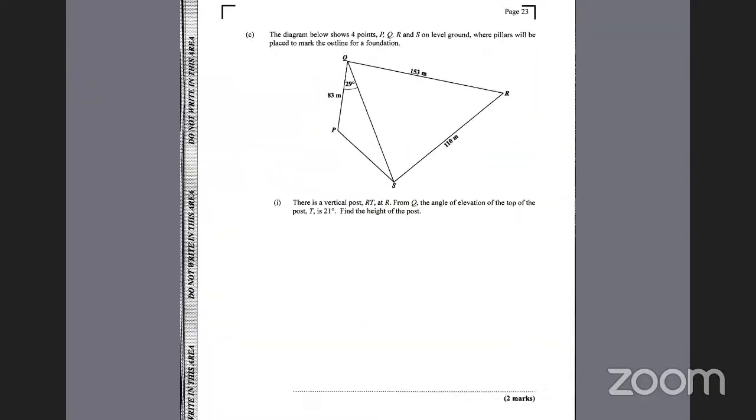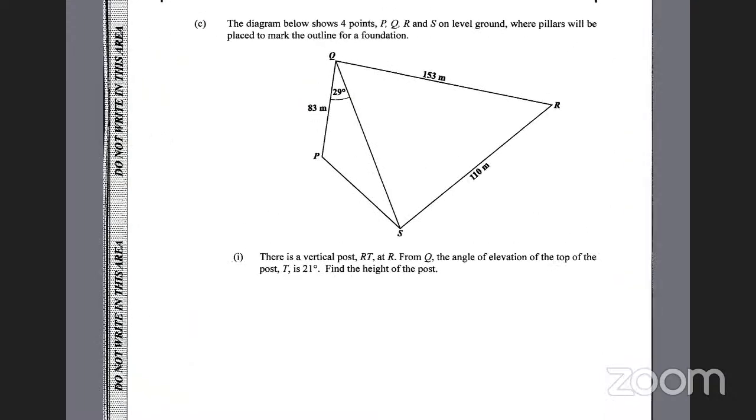So that is that. The diagram below shows 4 points, P, Q, R, and S on level ground, where pillars will be placed to mark the outline for a foundation. P, Q, R, S on the same ground, right? Where pillars will be marked, the vertical posts. There is a vertical post RT at R. So there's a vertical post here, RT at R.